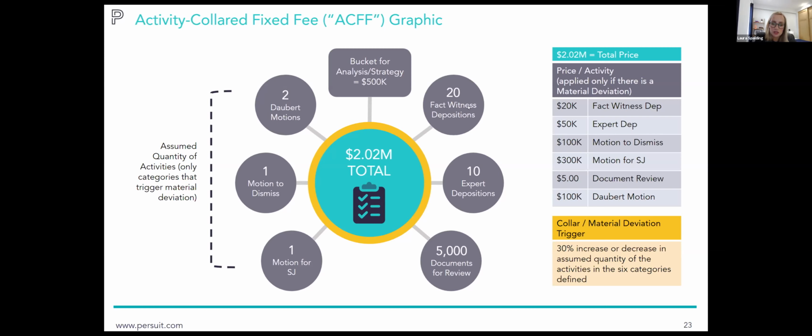We do have a question. Is there a way to leverage firms to do some of this work to implement AFAs for win-win scenarios? I'm not sure I understand that question, Ali. Let's see, we got a couple other questions coming in here. Can we do this on a portfolio basis? Is that what we're asking, rather than matter by matter?